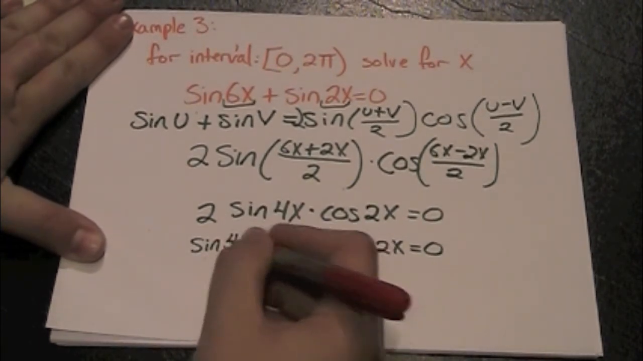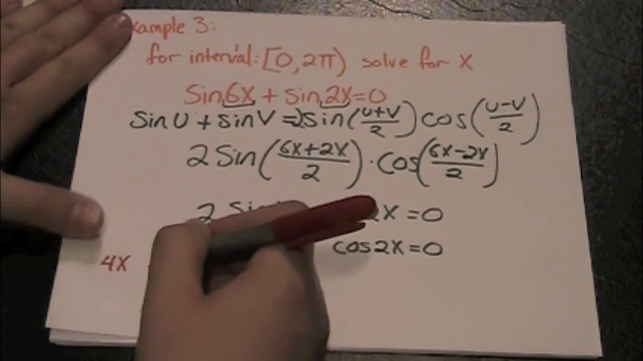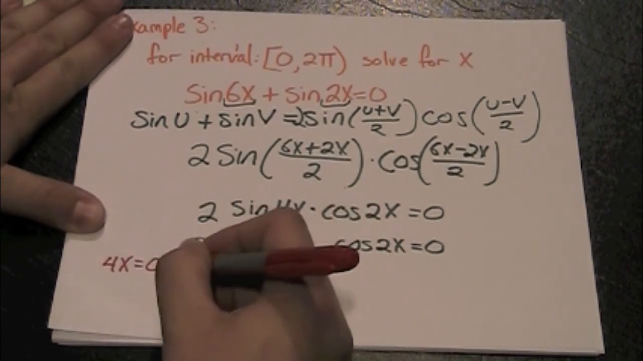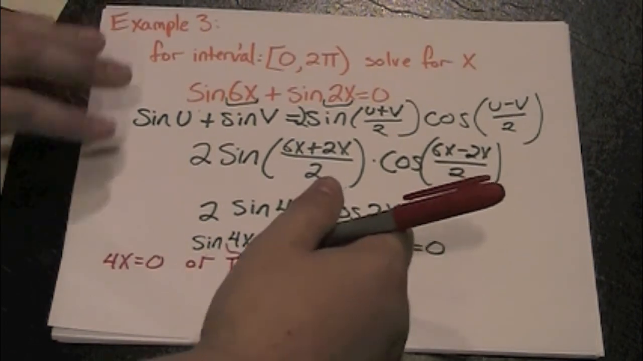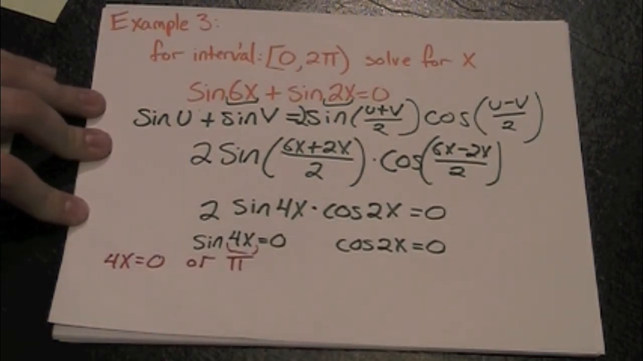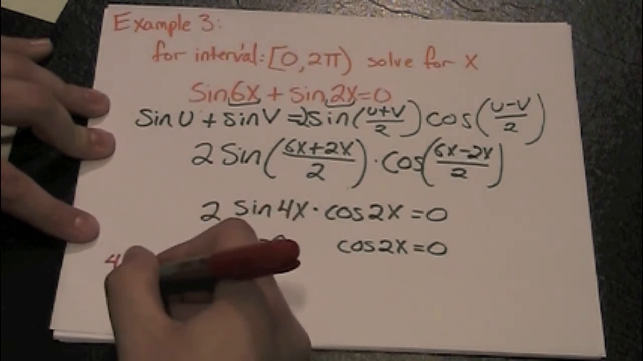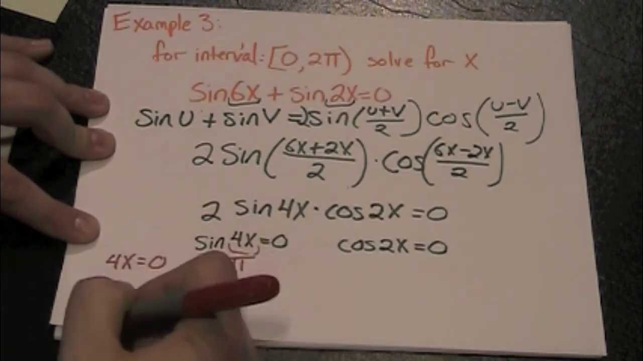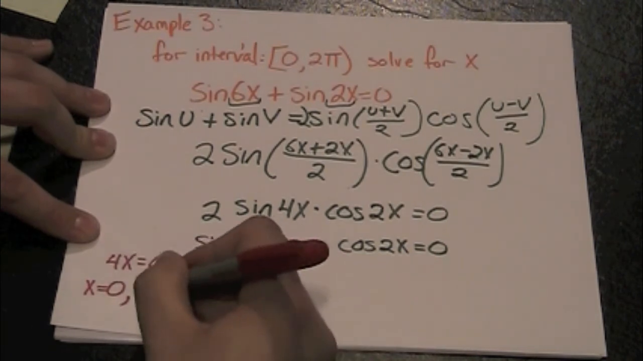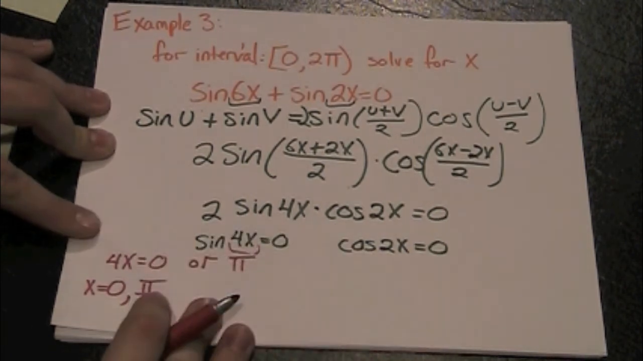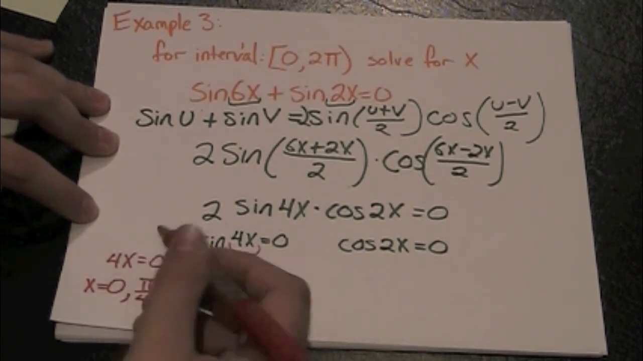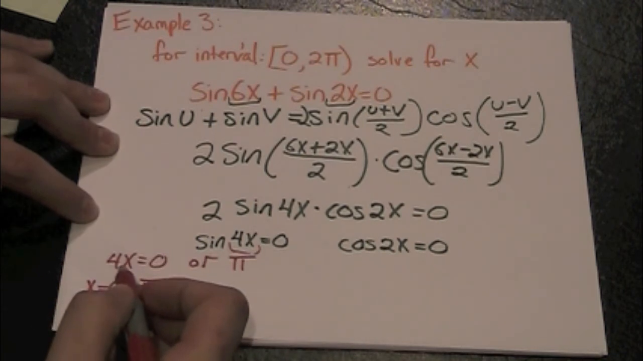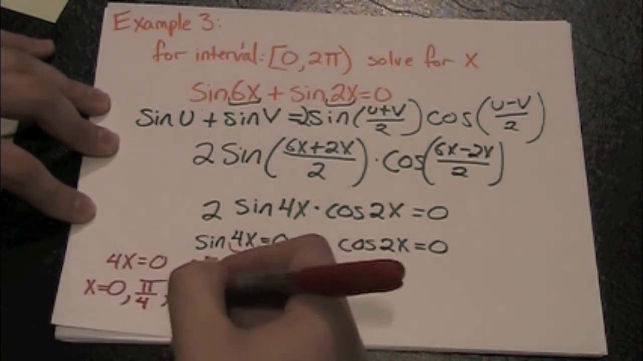Sine of an angle equals 0 at 0 or at pi radians. What this is going to make true is that x could equal 0, x could equal pi over 4. However, if I plug pi over 2 in, pi over 2 times 4 is going to give me 2 pi, which also has a sine of 0.